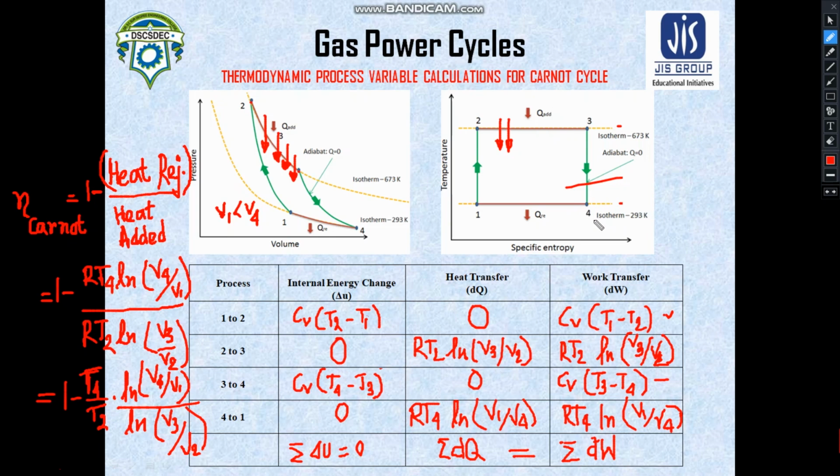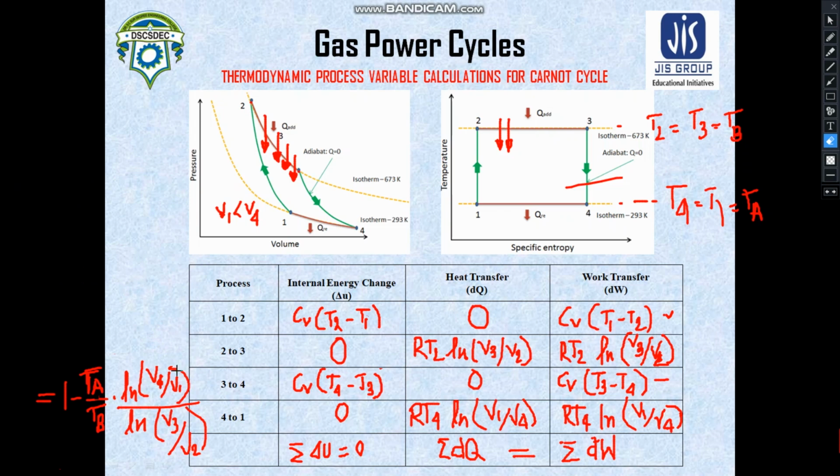Instead of writing T4, here you must remember that we had written T4 equal to T1 equal to TA, and T2 equal to T3 equal to TB. So it is better to write in the TB and TA format. TA describes the temperature of heat rejection, and TB describes the temperature of heat addition. This is very simple. So here T4 is TA, and this would be TB. That means 1 minus TA by TB, and we are left with this terminology. I will just clear it up so that it becomes very easy to understand. So here I would write eta Carnot.